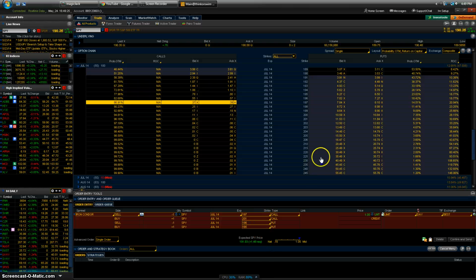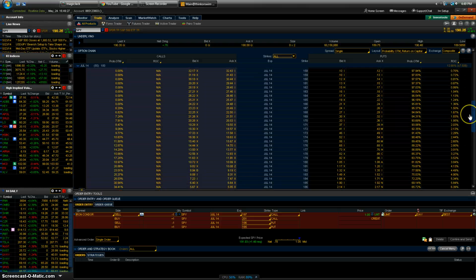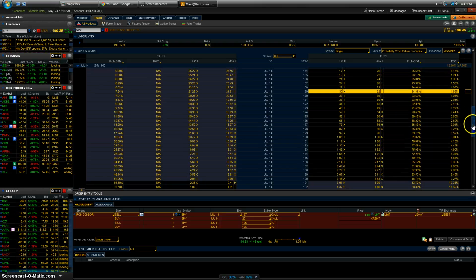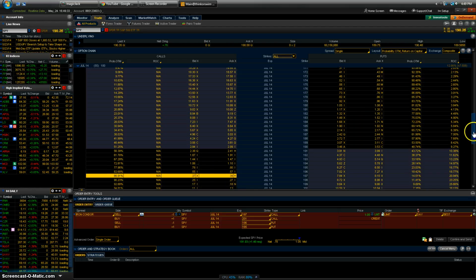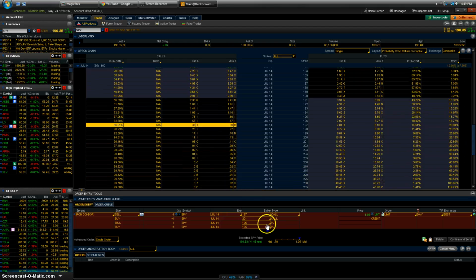Now the put side, remember, what did I say? I'm looking for something close to 84% out of the money. That's right around here. I want to sell the 178 put. Here's the put. The minus sign means you're going to sell one. I want to sell the 178. Okay. And you can type it in too, but I'll just do it this way. And I want to sell the 178.